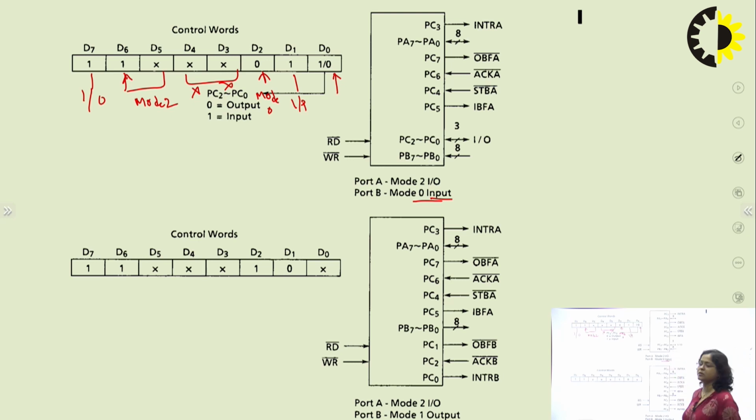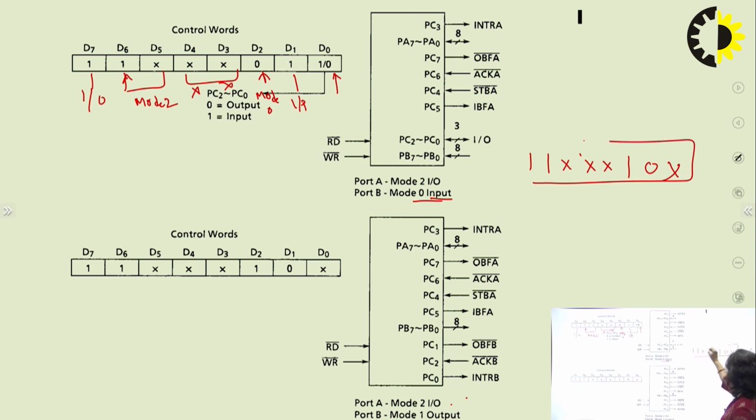this combination. Similarly, if we have to write port A, mode 2 IO, we can easily write it. In IO mode, so D7 is 1. Then mode 2, so 1 cross. IO mode, so other 2 pins are cross. Then mode 1, so 1. Output, so next pin is 0, and then don't care. So we can easily write any control word using the set criteria.